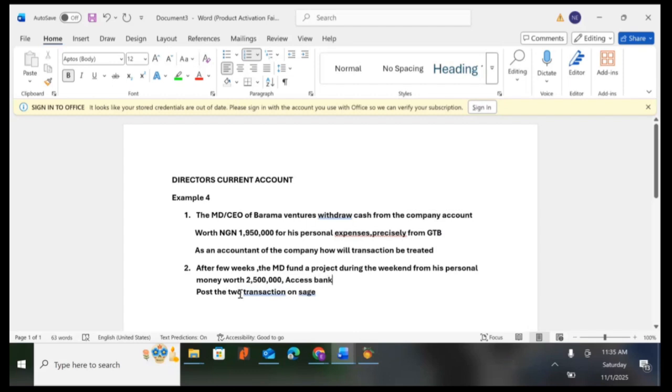Post these two transactions on Sage. The money may not necessarily be paid into Access, but maybe it was paid to fund a particular project. It may not be in the bank. So post these two transactions on Sage, and that is what we want to do now. So let's go there.